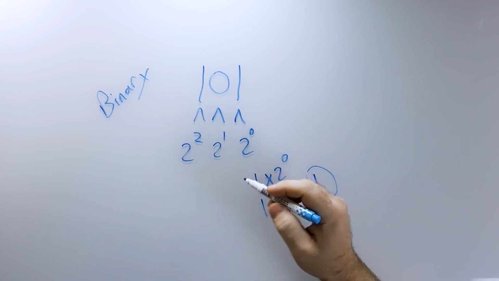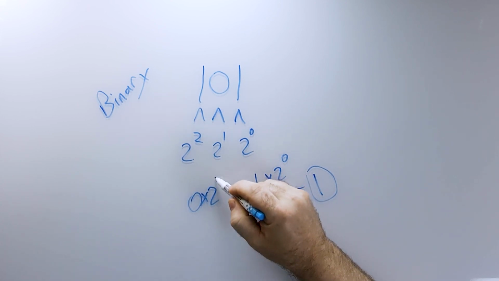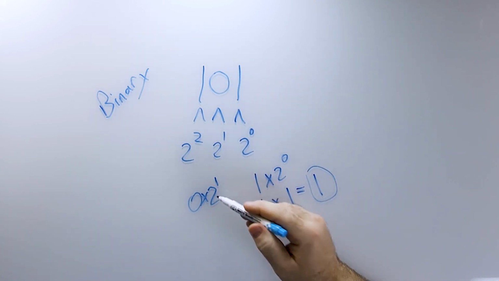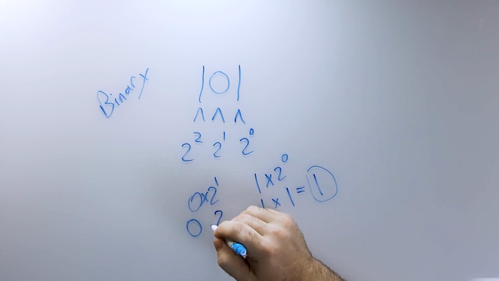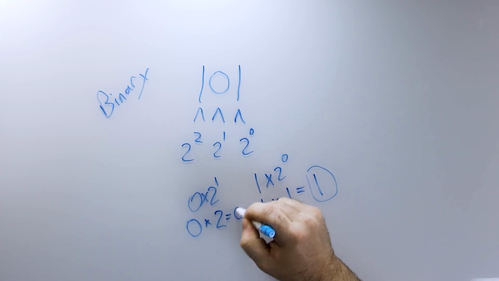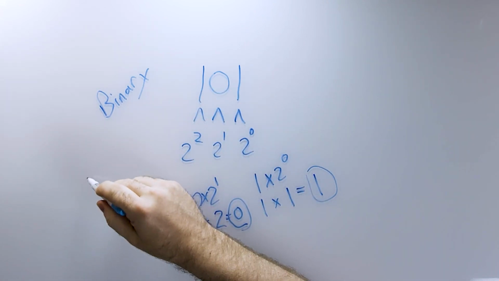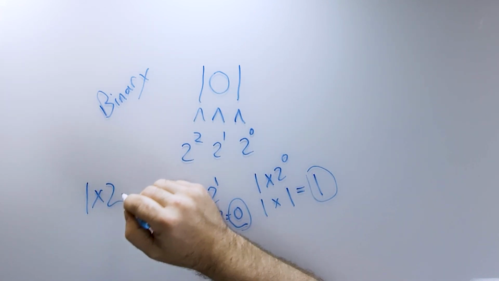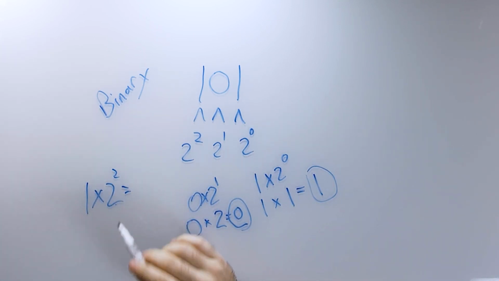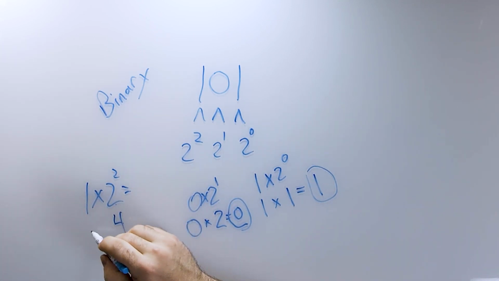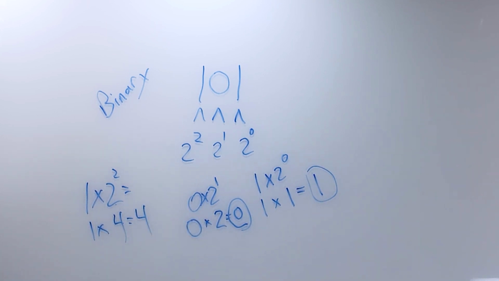Well, now we're on our next place value: 0 times 2 to the power of 1. Well, 2 to the power of 1 equals 2, and 0 times anything equals 0. Follow so far? So let's look at this last one: 1 times 2 to the power of 2. 2 to the power of 2 is 4, and 1 times 4 equals 4.